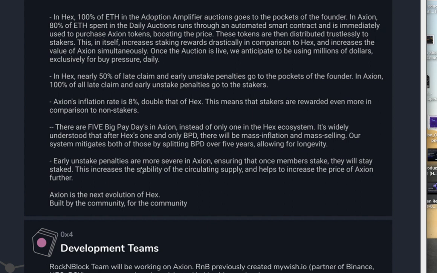Early unstake penalties are more severe in Axion, and this is a great feature to really lock in the stakers, because that's what you want. You want to take off as much of the supply off the market as possible, ensuring that once members stake, they will stay staked. This increases the stability of the circulating supply and helps to increase the price of Axion further. Axion is the next evolution of HEX, built by community for community.